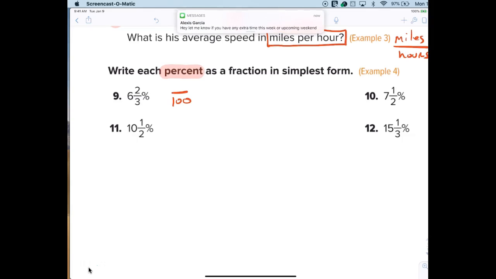All right? So if I look at number 9, we are doing 6 2/3 out of what? No calculator. We're doing 6 2/3 out of 100. So we're not using a calculator now. All right? So Sean, how do I do this?